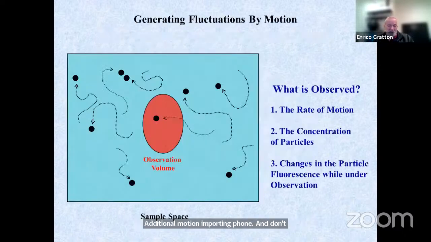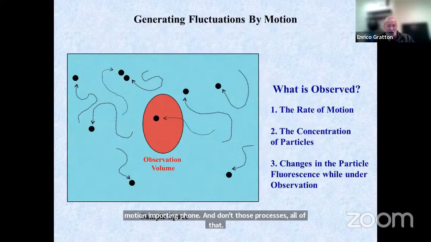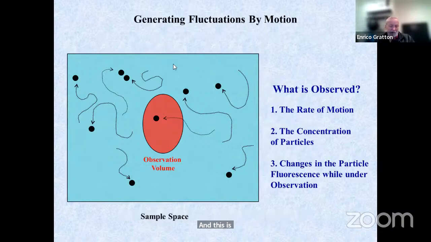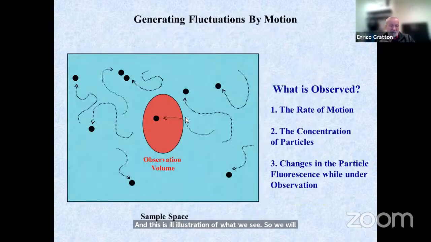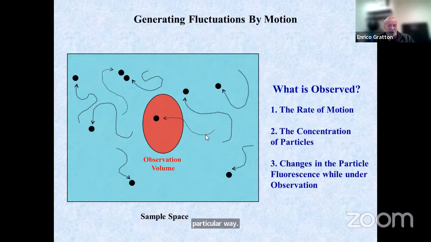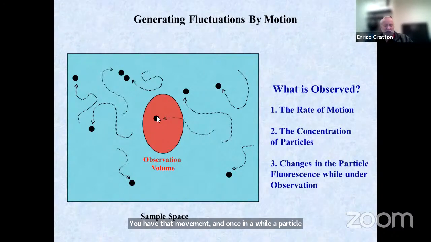And this is an illustration of what we see. So we will have a volume of observation, which I draw in that particular way. You have particles that are moving, and once in a while, a particle can enter the volume of excitation. When the particle enters the volume of excitation, of course, the number of particles increases by one.